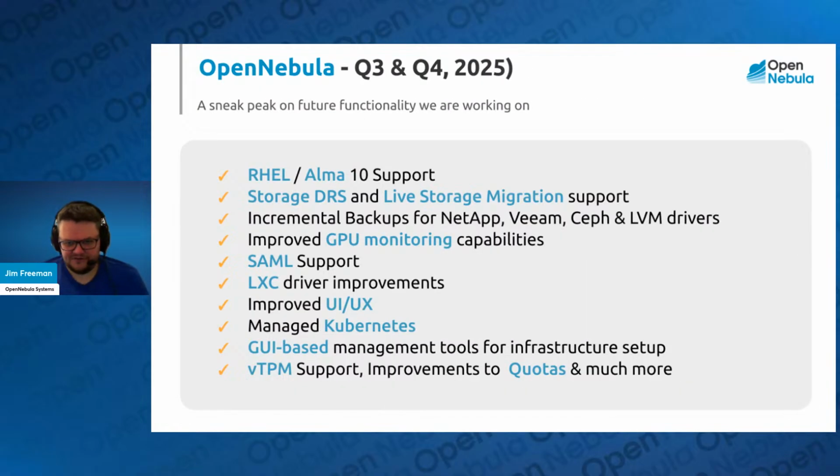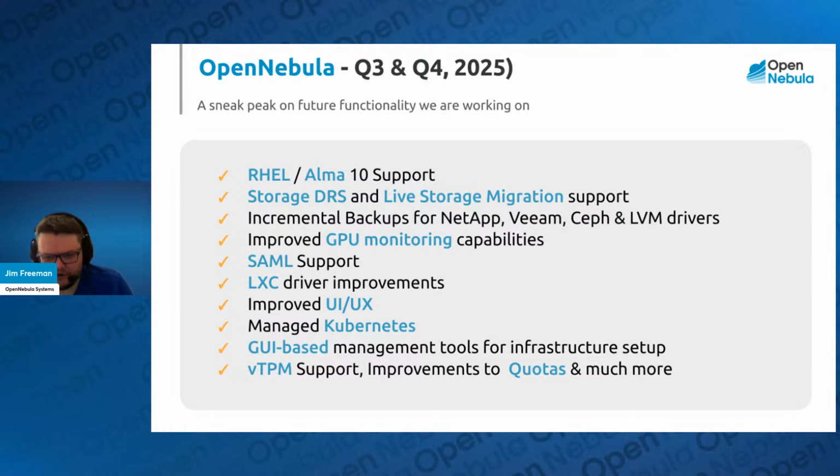And just before I hand over to Marco, I'm going to do one quick slide on the other stuff that's coming. I talked about the most requested ones, and most of that we've already released in version 7. But as we look towards Q3 and Q4 this year, I want to start talking about the other stuff you'll be seeing coming soon as well. That's things like Red Hat Enterprise Linux and Alma 10 support, storage DRS and live storage migration, like I mentioned, incremental backups for all the different tools we have.